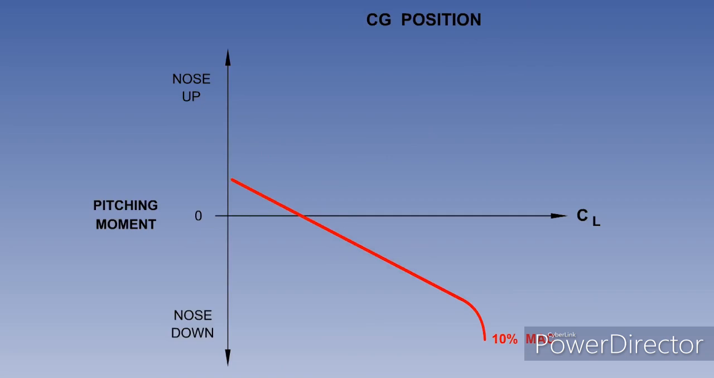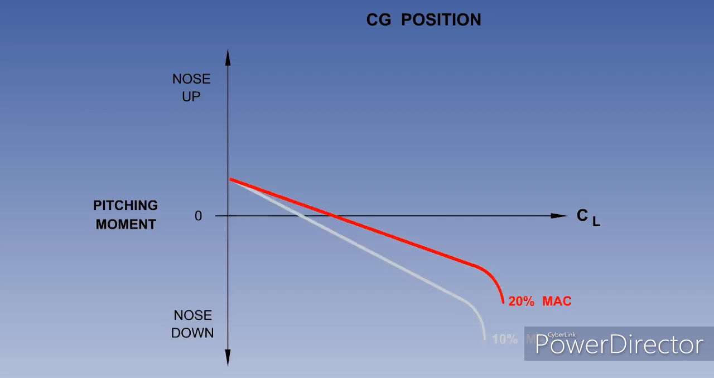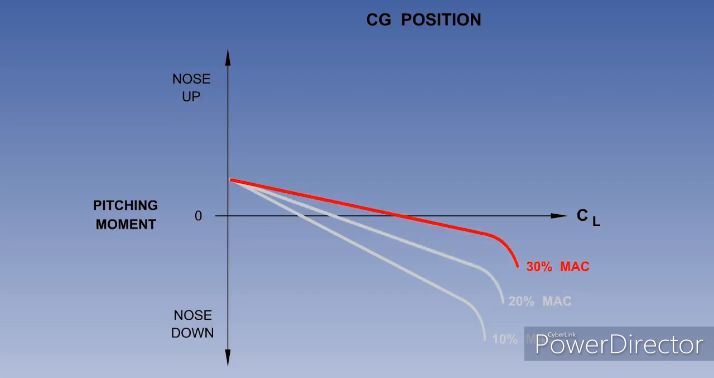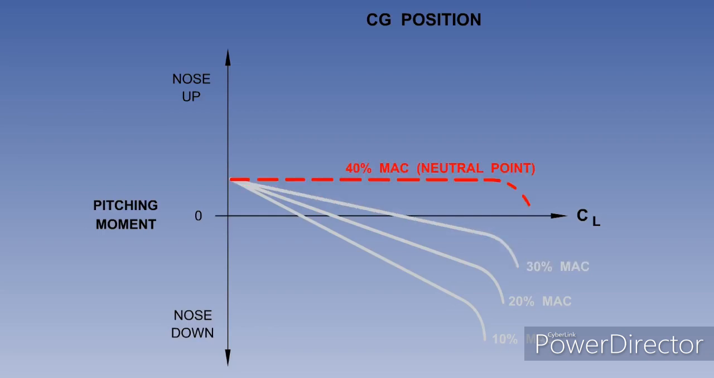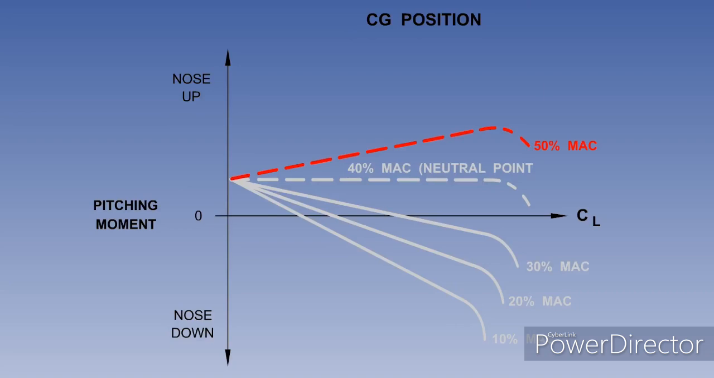We can use the graph to show the effect of CG position on longitudinal static stability. With the CG at 10% MAC, the aircraft is stable. The aircraft is less stable with the CG at 20%, and even less stable with the CG at 30%. 40% MAC is the neutral point. And with the CG at 50% MAC, the aircraft will be unstable. The neutral point and 50% MAC are shown with a dashed line, because operationally the CG must never be positioned outside the aft CG limit.